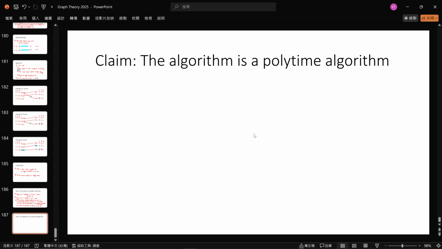Okay, so before we show that the algorithm outputs a stable matching, let's first consider the time complexity. In particular, we're going to consider the number of rounds we need. So what is the number of rounds we need at most?